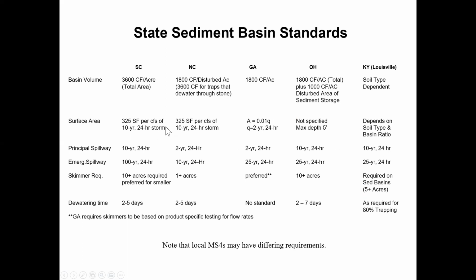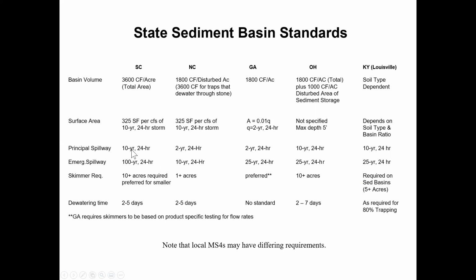Surface area: most states have a required surface area, 325 square feet per CFS for North Carolina and South Carolina. Georgia bases it on the 2-year storm and flow rate, and if you run the math, it's about the same as North and South Carolina. Ohio doesn't specify. They say they don't want a basin over 5 feet deep, so that keeps the surface area larger. And again, Kentucky requires you to calculate it based on your soil type and your basin ratio.